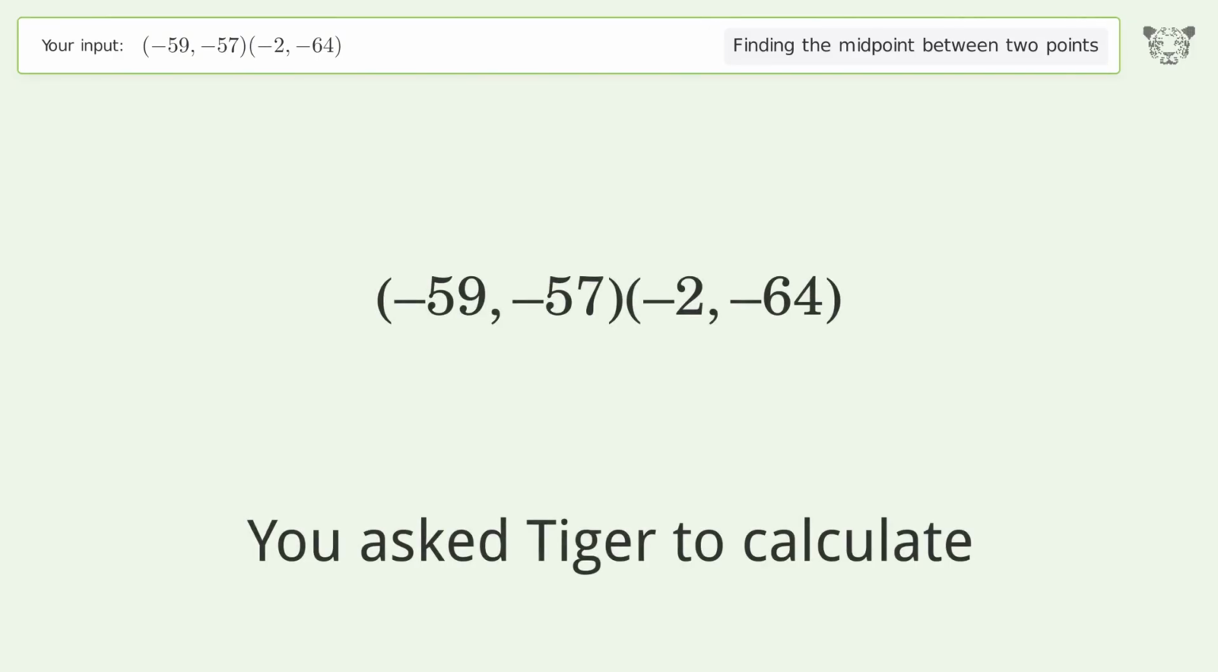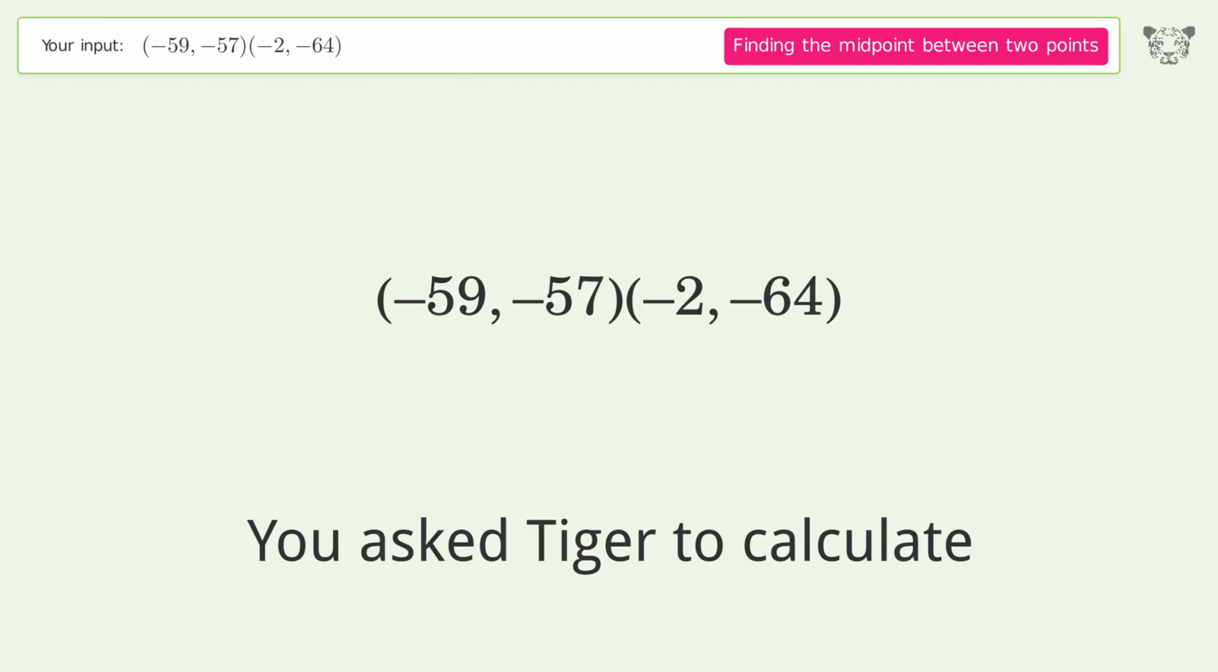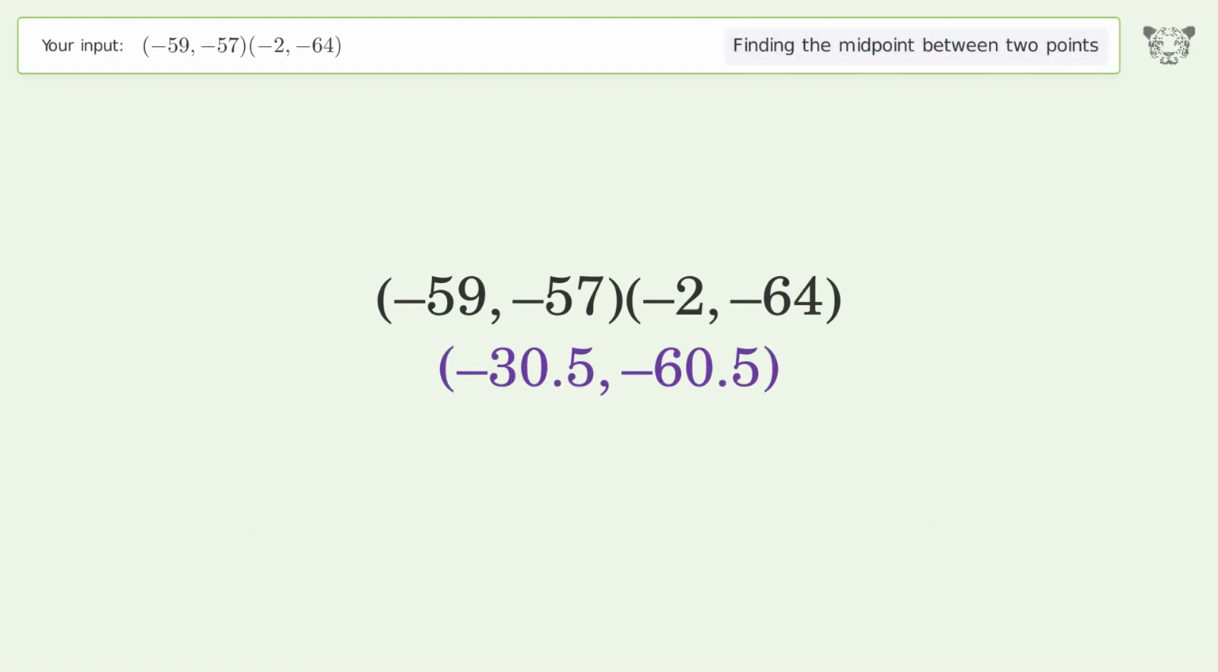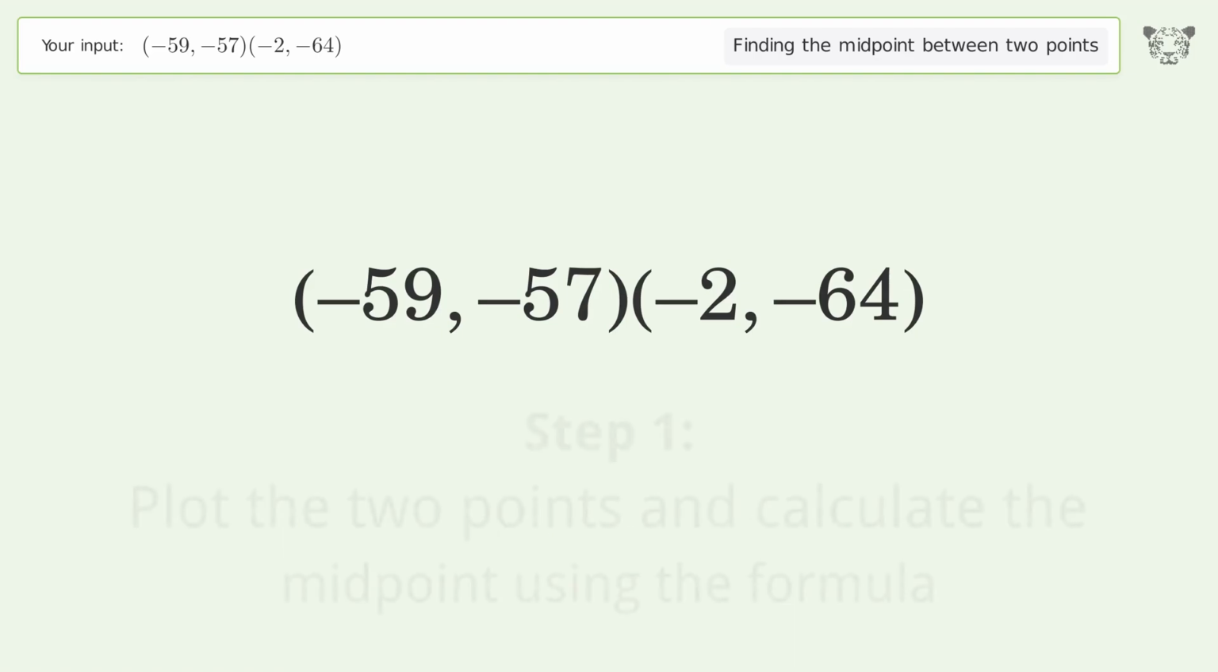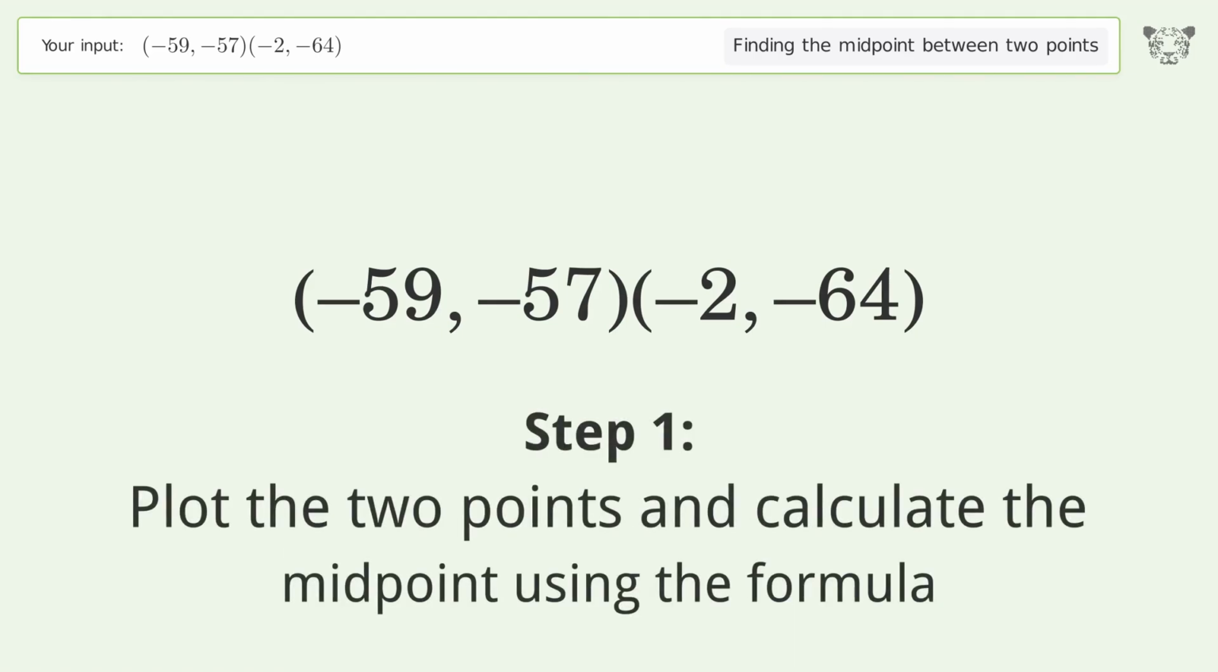You ask Tiger to calculate. This deals with finding the midpoint between 2 points. The midpoint between the 2 points is negative 30.5, negative 60.5. Let's solve it step by step. Plot the 2 points and calculate the midpoint using the formula.